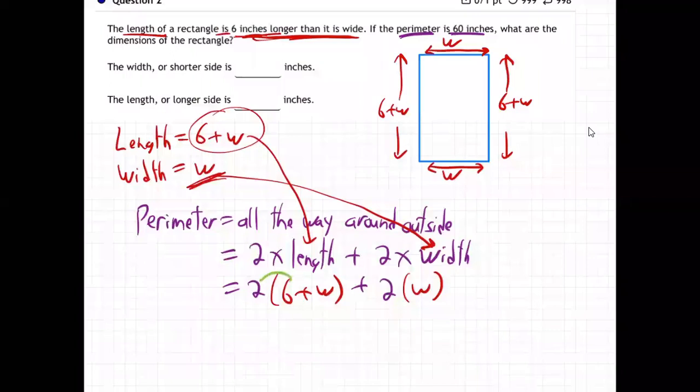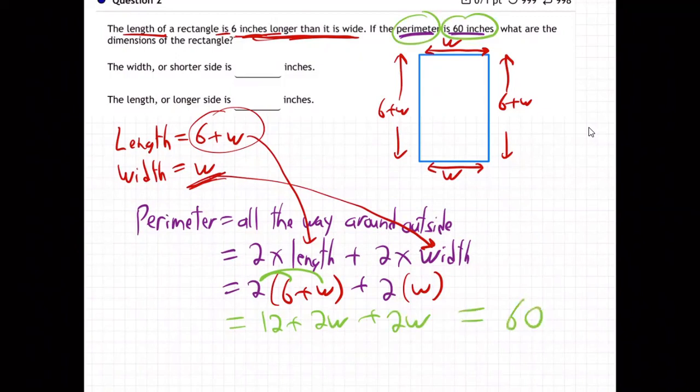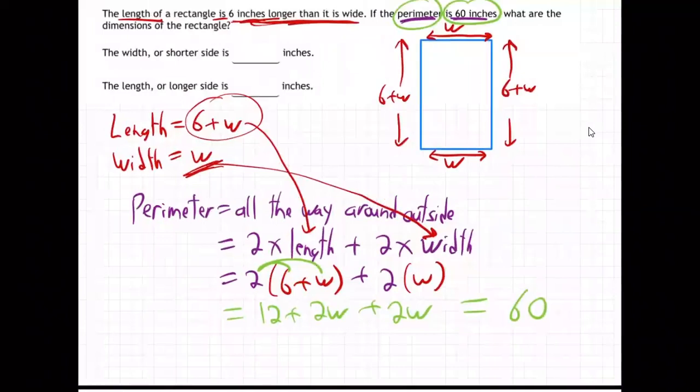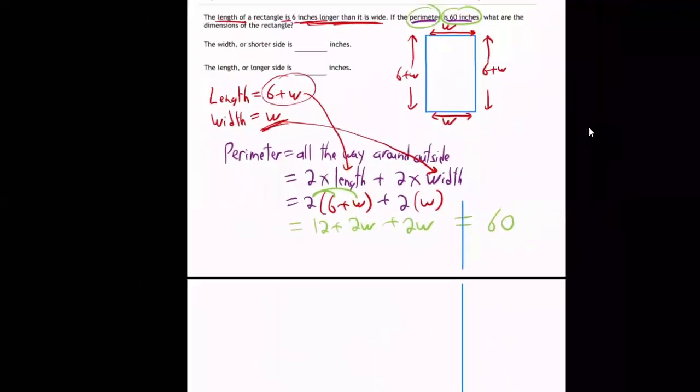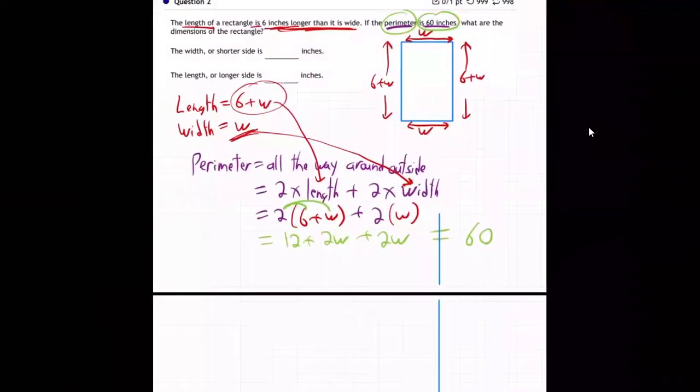And then we distribute. 12 plus 2W plus 2W. Oh, and I forgot to say what it is. The perimeter is 60. So it equals 60. So there's my formula. There's my equation, I should say. Just like that. Does that make sense? So far, so good. Bring this on down. All right. It's making sense so far.